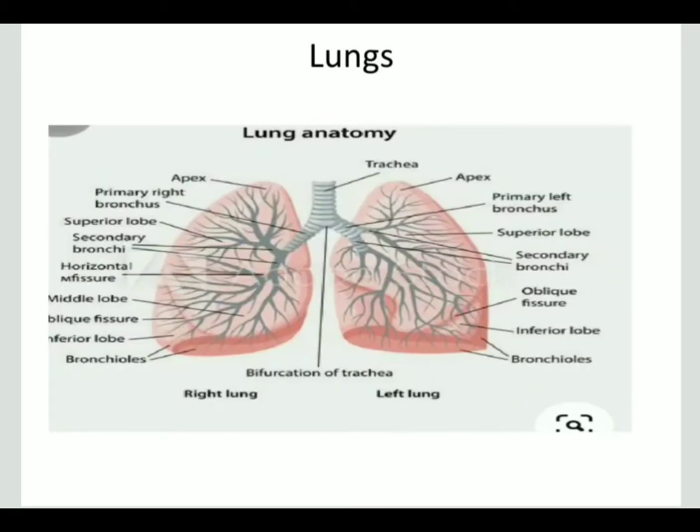Here, after the trachea, you can see the bronchus, which is divided into each lobe of the lung, right and left. The bronchus is divided into bronchioles, and at the end region you can see the alveoli.